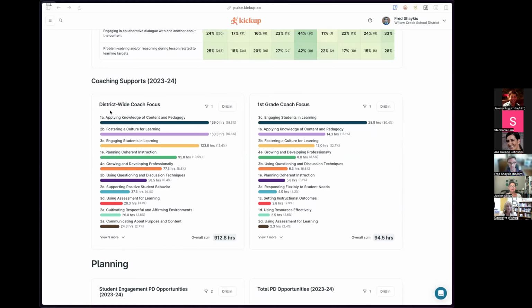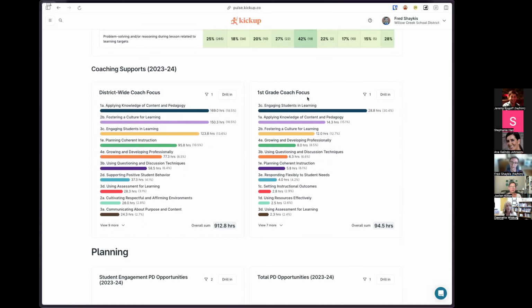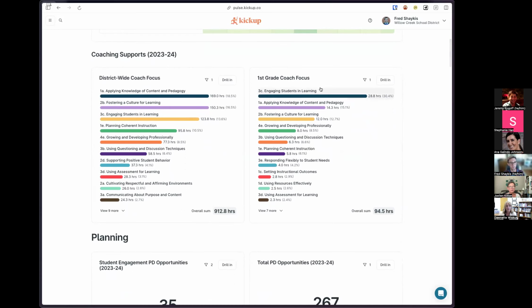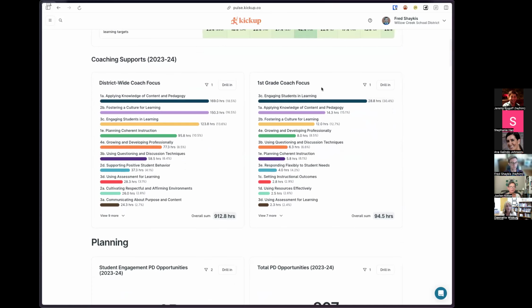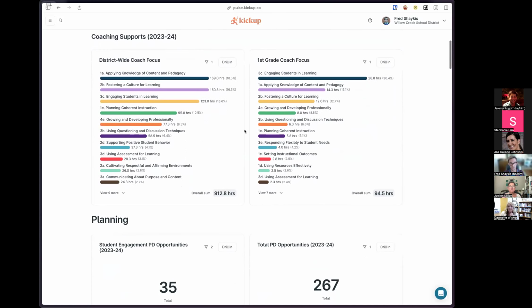And they could see that across the district, engaging students in learning was a focus, but it wasn't the top focus. There was more time spent in other components, whereas when they filtered that data down to just first grade staff, they saw that engaging students in learning was in fact the primary focus. And so that confirmed their hunch with regards to that targeted coaching being one of the inputs.